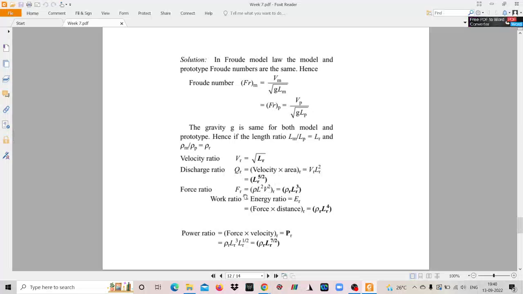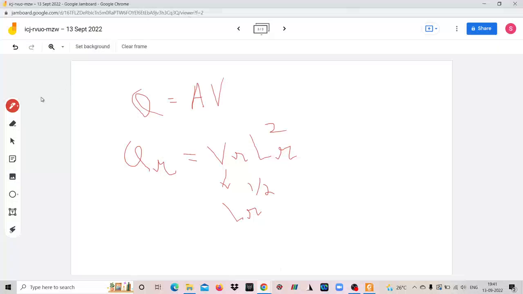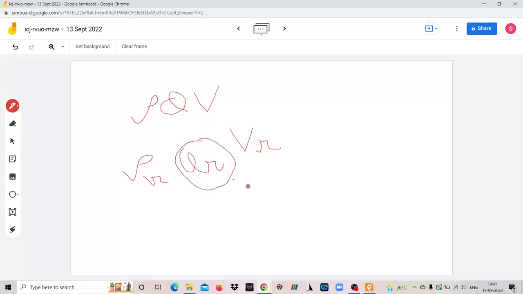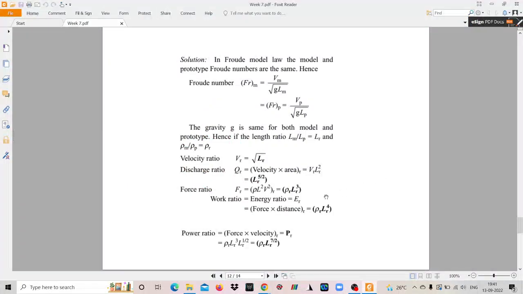What is force ratio? Force is the rate of change of momentum. In terms of discharge and velocity, it's rho QV. So in terms of ratios, rho R QR VR. Now QR in terms of LR is LR to the 5 by 2, VR in terms of LR is LR to the half, and this is multiplied by rho R. So force ratio is rho R LR cubed.